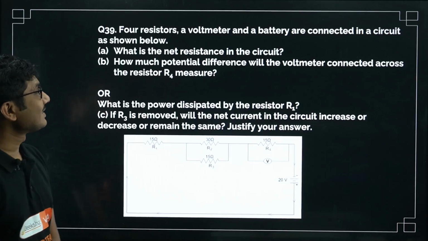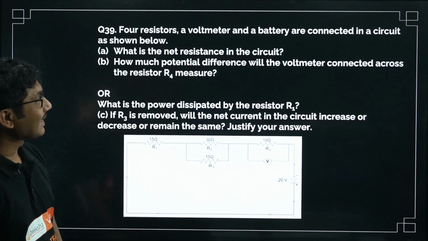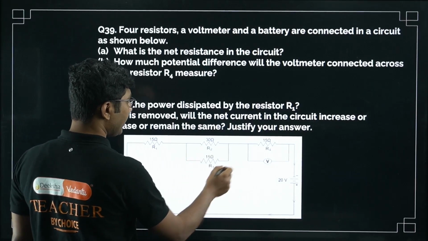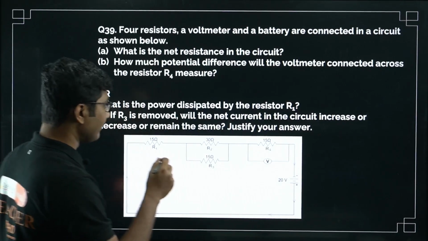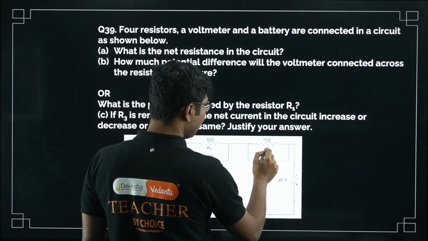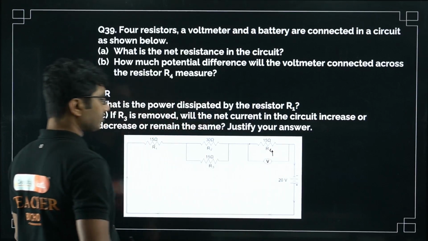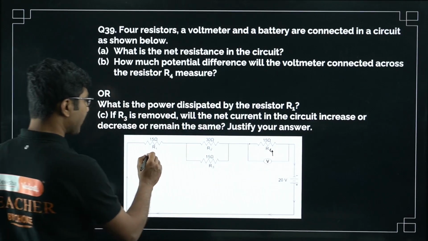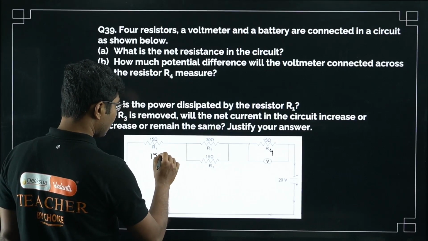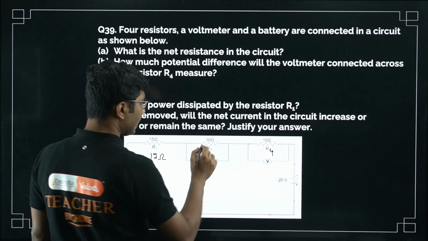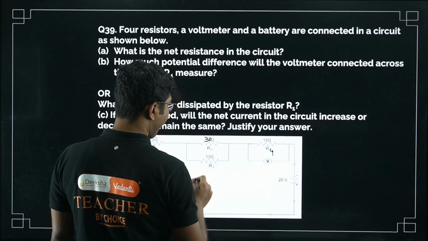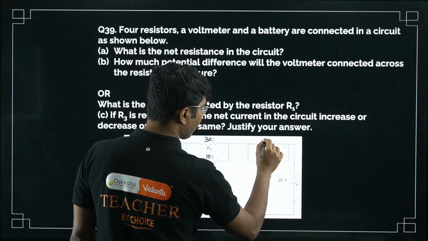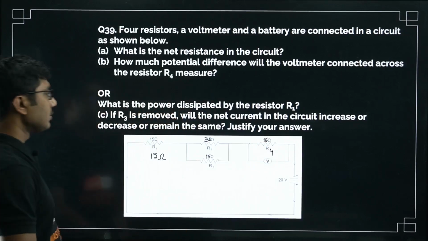Okay, 4 resistors, a voltmeter and a battery are connected in the circuit as shown below. So 4 resistors, 1, 2, 3, 4 are connected. There is a voltmeter connected across this resistor, R4. What is the net resistance of the circuit? So here it is 15 ohm. Maybe it is not clearly visible. This is 30 ohm. And this is again another 15 ohm. And this is also 15 ohm. So this is how it is given.